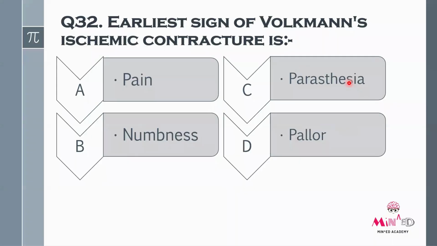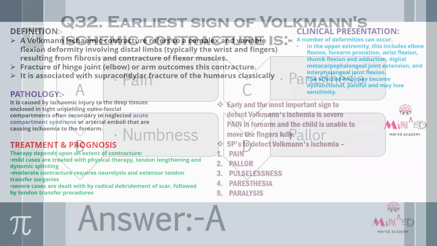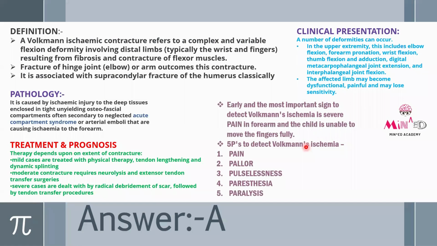So next we'll move to question number 32. Earliest sign of Volkmann's ischemic contracture is: option A, pain. Option B, numbness. Option C, paresthesia. And option D, pallor. So first we'll see what is Volkmann's ischemic contracture.